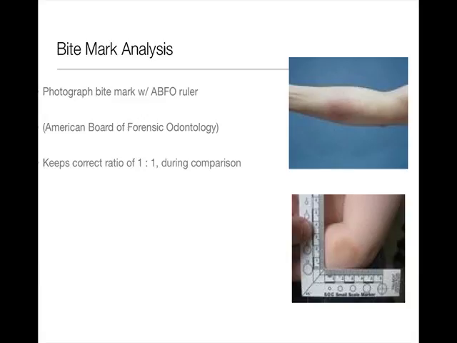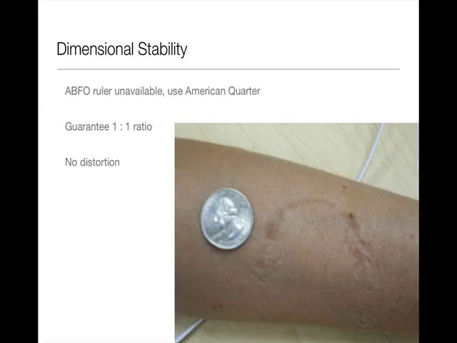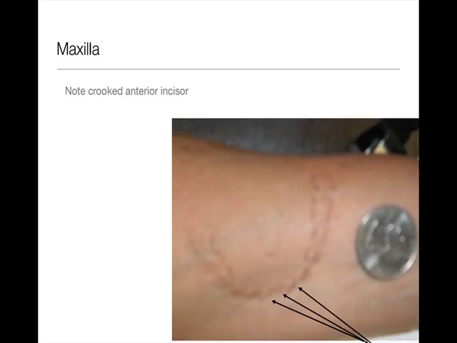For bite mark analysis, you need to photograph the bite mark. First, photograph the bite mark with an ABFO ruler. The ABFO stands for American Board of Forensic Odontology. By taking a photograph with the ruler, you can keep a correct ratio of 1:1 during comparison. If the ABFO ruler is unavailable, then use an American quarter, which also guarantees a 1:1 ratio so that you don't have any distortion. And this is our bite mark, for example.